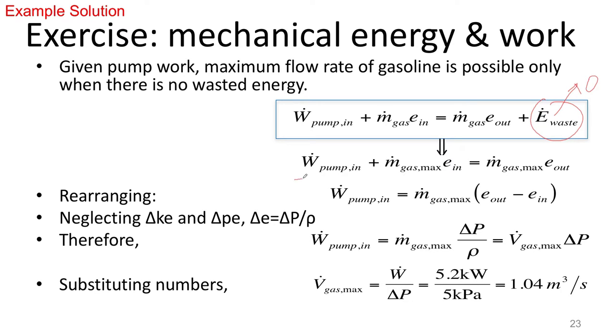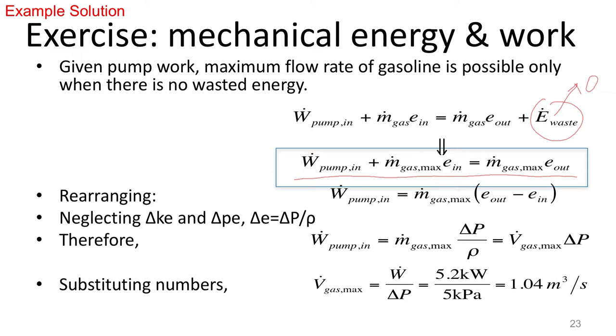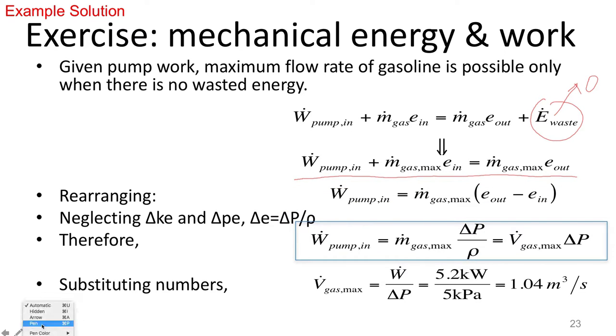Okay, so when that's the case, we can rewrite the equation in such a format. Then we can rearrange this equation because we know the pump work. We get this. Because we can neglect the changes in kinetic energy and potential energy, as the problem statement implies, we can consider only the mechanical energy due to the pressure change. The mechanical energy change due to the pressure change is this term.